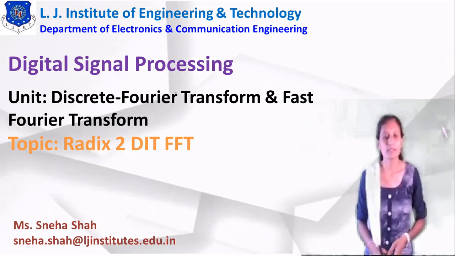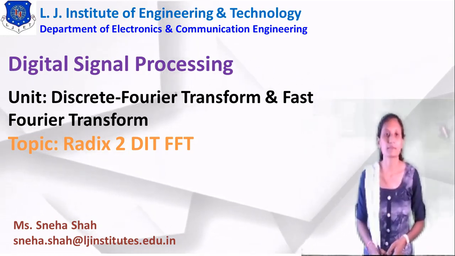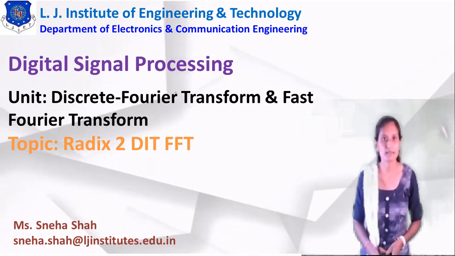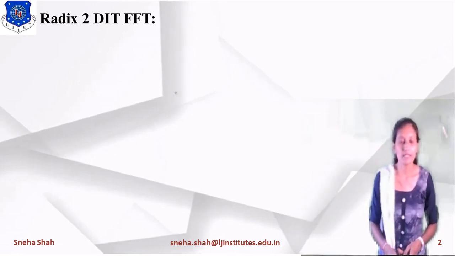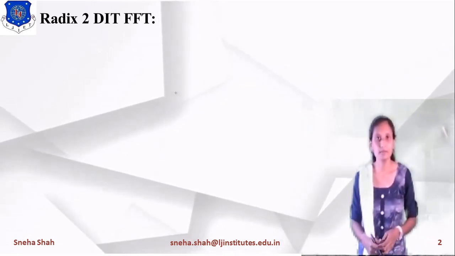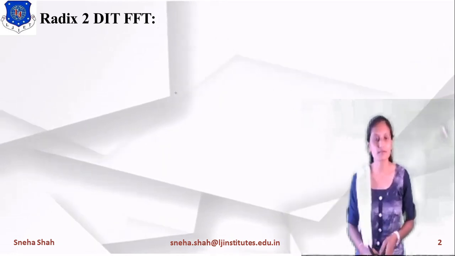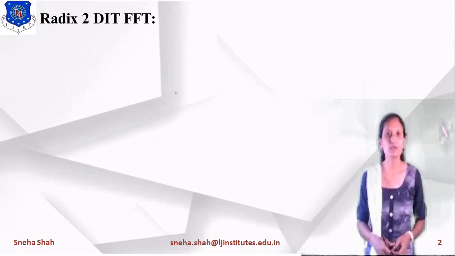Today I am going to explain the topic Radix 2 DIT-FFT algorithm from the subject of digital signal processing. The first point is Radix 2 DIT-FFT. Now what is the meaning of DIT-FFT? Decimation in time. FFT means fast Fourier transform. And radix 2 means base 2, so we are converting it into 2 parts.